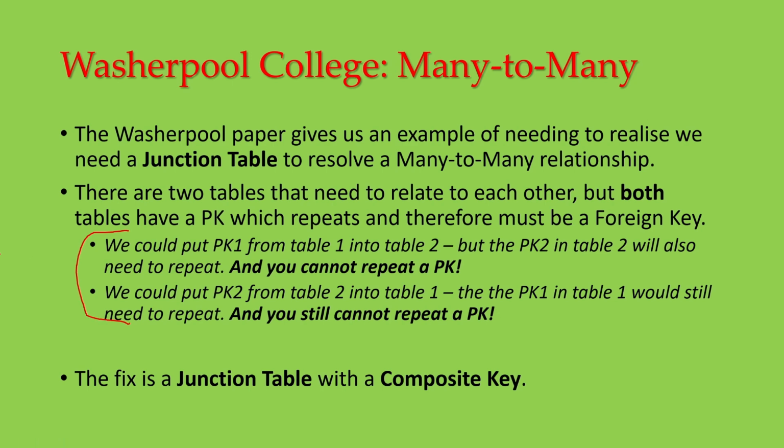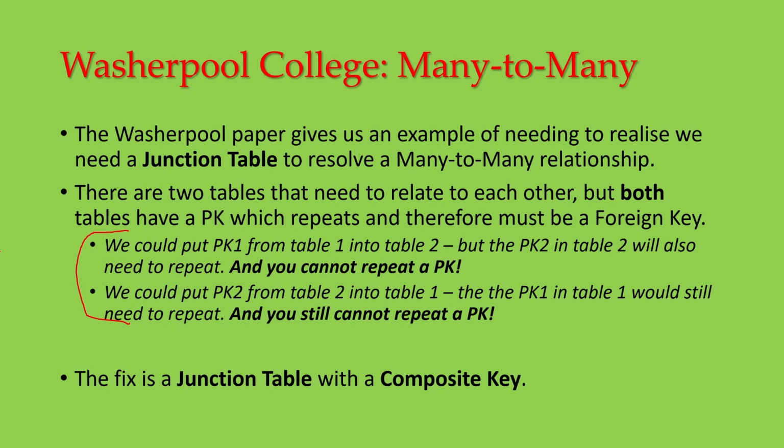We could choose the leftmost table, PK1 from table 1, and put that into table 2 as a foreign key. But then when we do that, okay, that side can repeat, the many side is fine because it's a foreign key. But then that will be linked to a primary key because it's a one-to-many relationship with the one being the primary key. It would link to that one primary key which cannot repeat, and because it's many-to-many, you want to repeat both sides. You can't repeat both sides because one side's a primary key. So you can't do that.